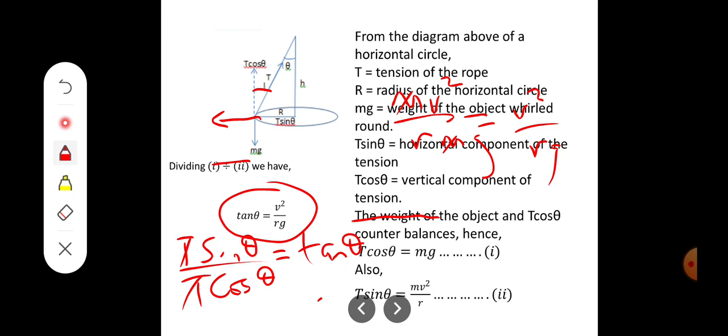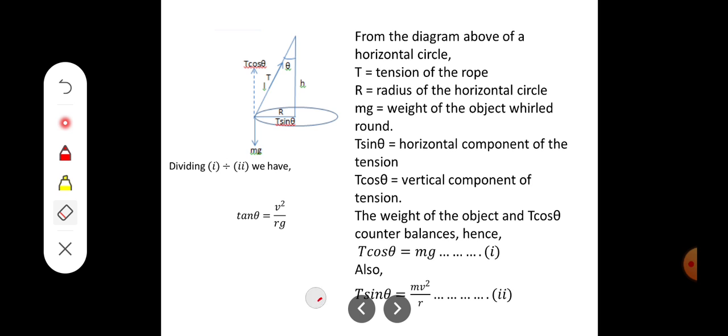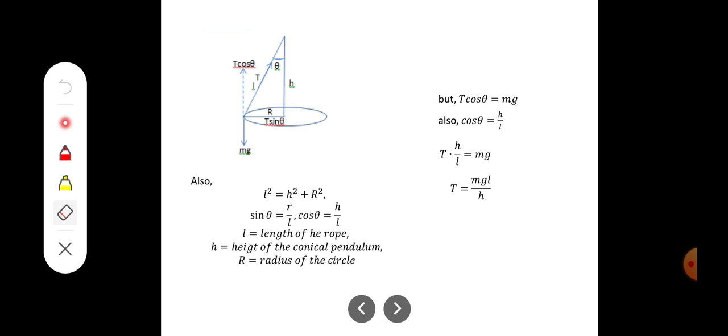Okay, so whenever you have this pendulum, tan theta is equal to v squared all over rg. Don't forget that. Okay, so let's rub the whole of this off and continue. Okay, so we have still the conical pendulum.